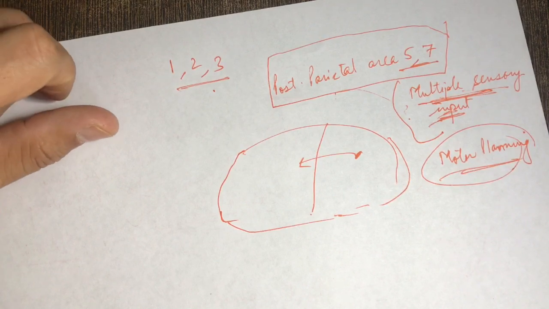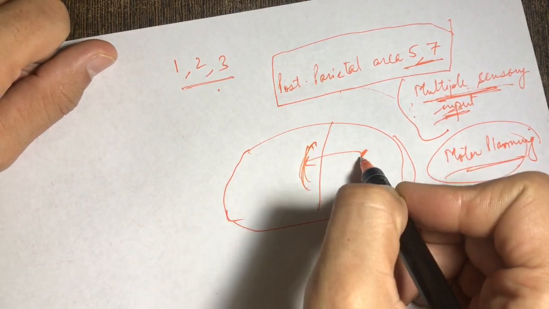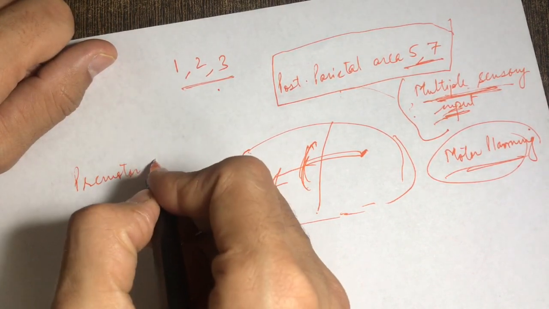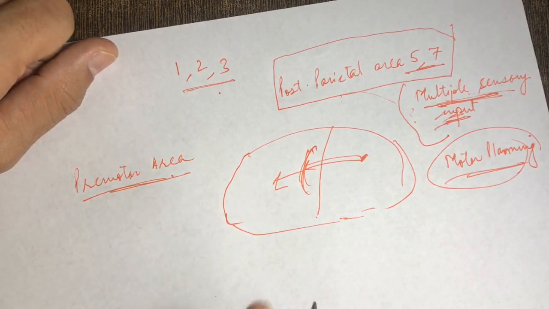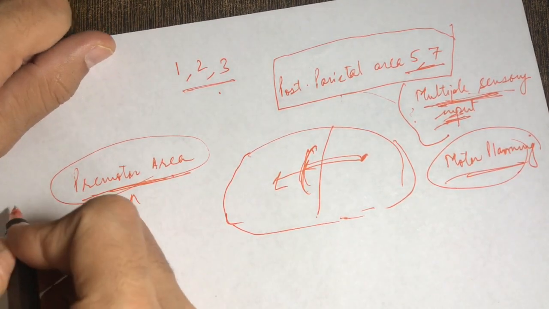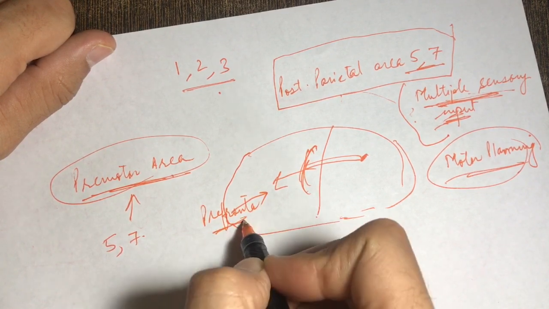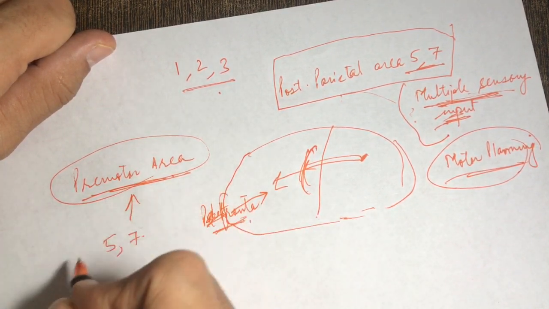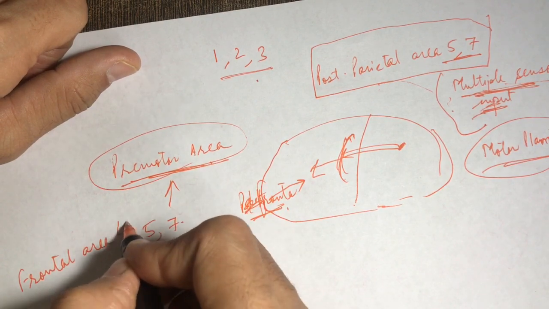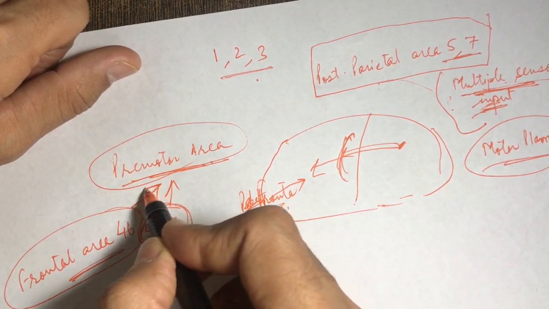Now the area number 5 and 7, this goes not only to the primary motor, it also goes to the premotor areas. So the premotor area is receiving input from posterior parietal area number 5 and 7, as well as it also receives from prefrontal area or frontal area, just say frontal area number 46. So frontal area 46 and posterior parietal area number 5 and 7, both of them project to the premotor area.